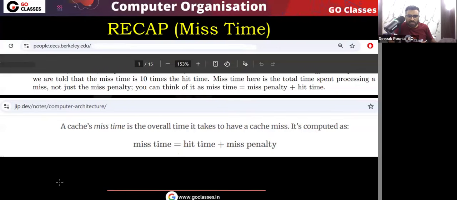You can see in the previous lecture, these slides we saw from Berkeley University. What is miss time? Read this definition. Miss time is basically the total time spent, or total time seen by the processor when there is a miss, not just the miss penalty. Miss time is equal to miss penalty plus hit time. This we have already seen in the previous lecture.